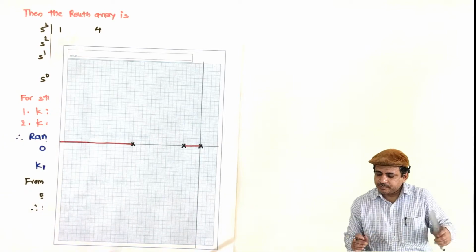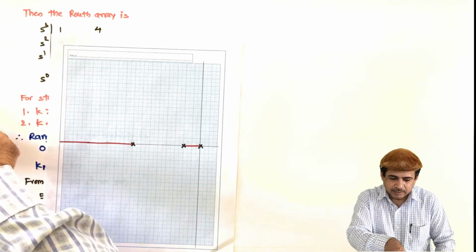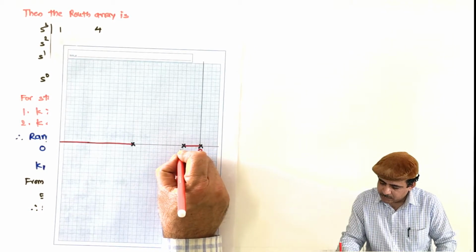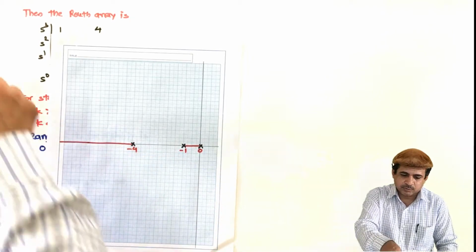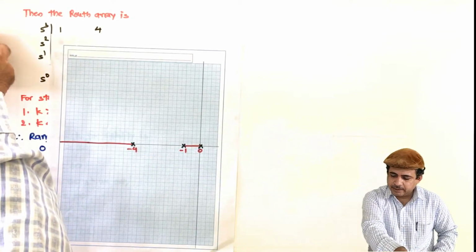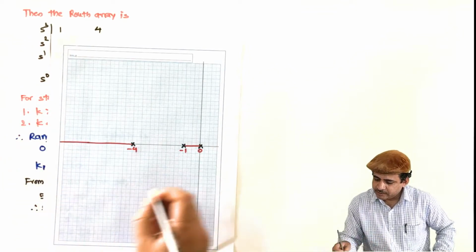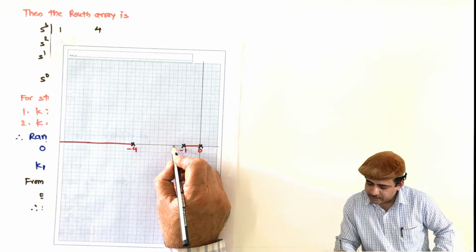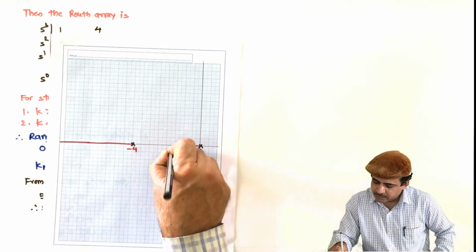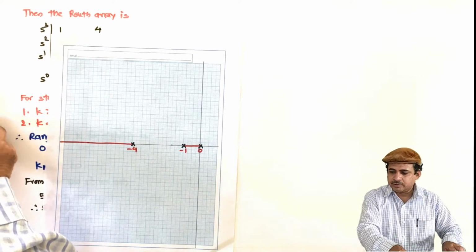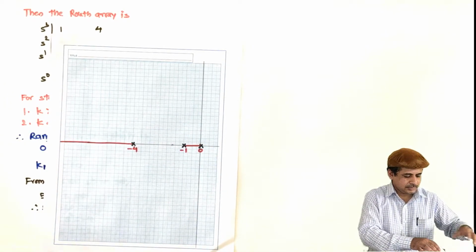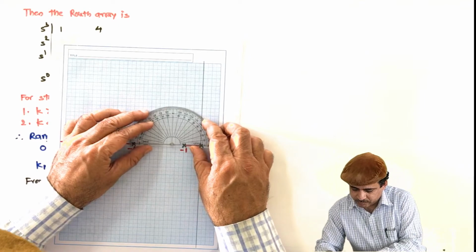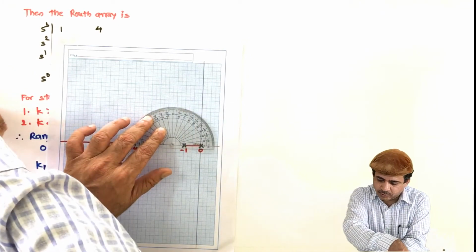Then the next part is, let me mark it here: 0, minus 1, minus 4. And then the centroid is at 1.66, so this is 1.5, 1.66 is here, and from this point we have to take an angle of 60. So this is an angle of 60.